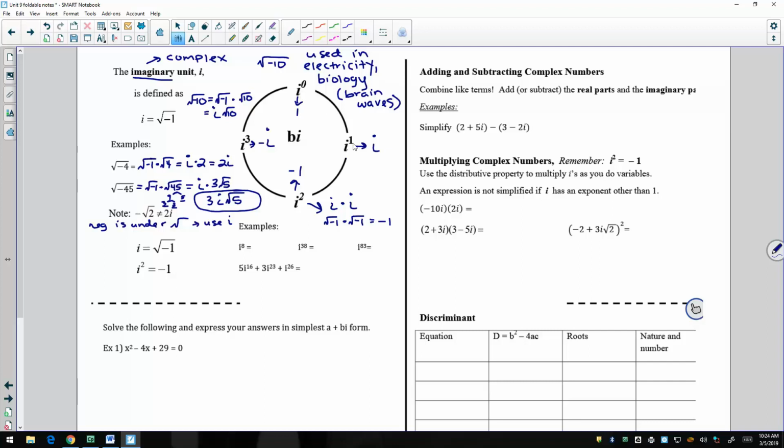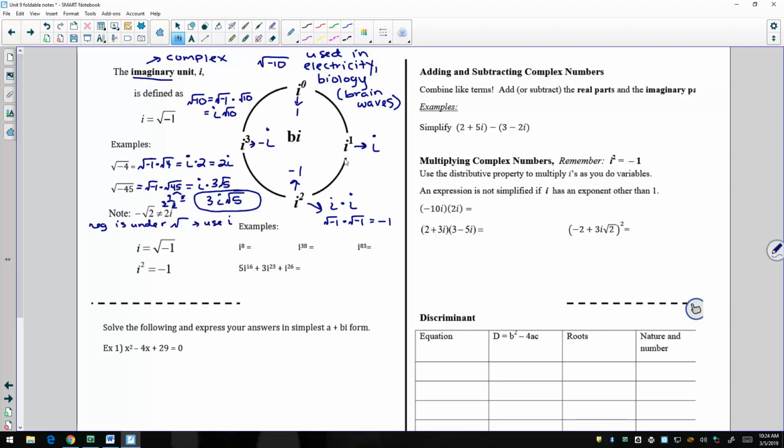i to the 5th is the same as i to the 1st. i to the 6th is the same as i squared. i to the 7th is the same as i to the 3rd. i to the 8th is the same as i to the 0. And you can keep going: i to the 9th, 10th, 11th, 12th, 13th, and so on. So you might be thinking, what if they give me a huge number like down here? What if they ask me i to the 122nd power?